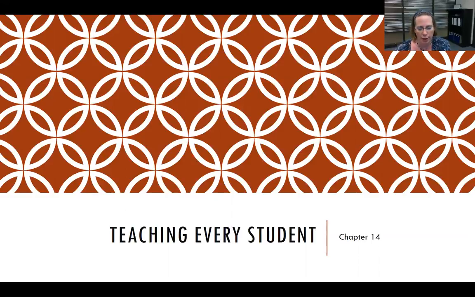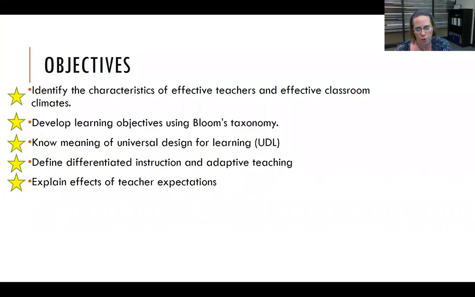So let's go ahead and look at the objectives for this chapter, which are to identify the characteristics of effective teachers and effective classroom climates, to develop learning objectives using Bloom's taxonomy, to know the meaning of universal design for learning, to define differentiated instruction and adaptive teaching or adaptive instruction, and explain the effects of teacher expectations.